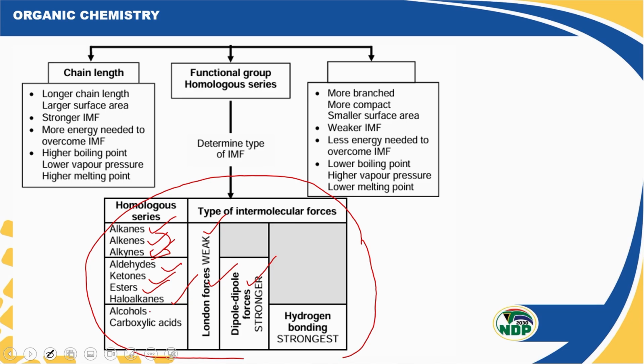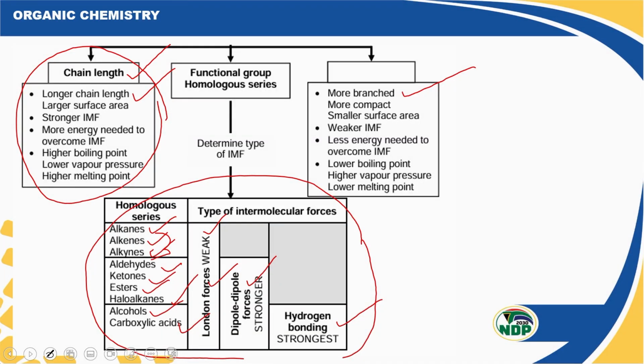And lastly, you look at your alcohol and your carboxylic acid. Your alcohol and carboxylic acid have a hydrogen bond, which is known to be the strongest intermolecular force. Now, it is quite easy when you are looking at compounds that belong to different homologous series, because you know what has been changed. It is the type of intermolecular force. So that becomes your independent variable.